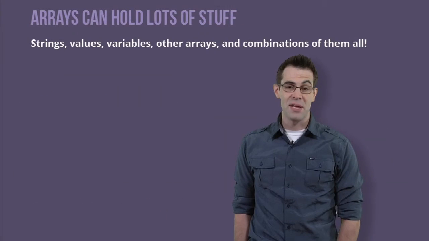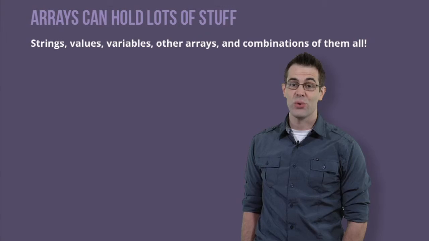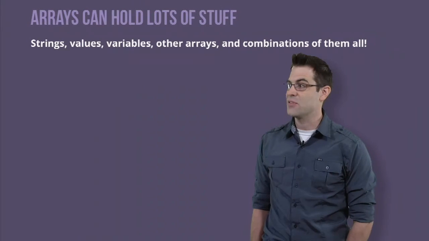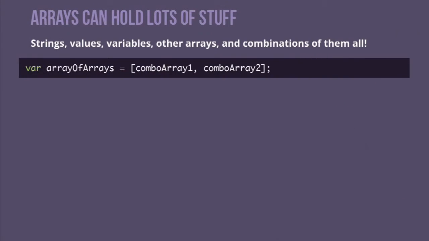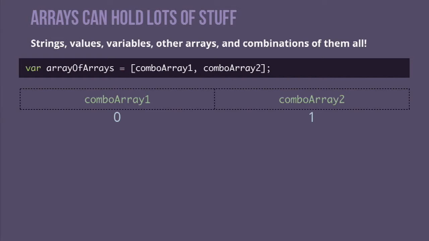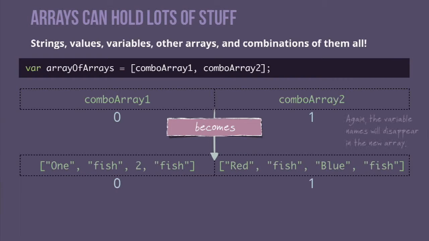So are you ready for a mind meld? Well, arrays can hold other arrays as well. Check out this array of arrays. This array of arrays includes both combo 1 and combo 2. When the array actually is built, the contents of combo 1 and combo 2 get placed inside array of arrays. The entire contents of combo 1 go in the first cell of array of arrays, and the entire contents of combo 2 go in the second cell.